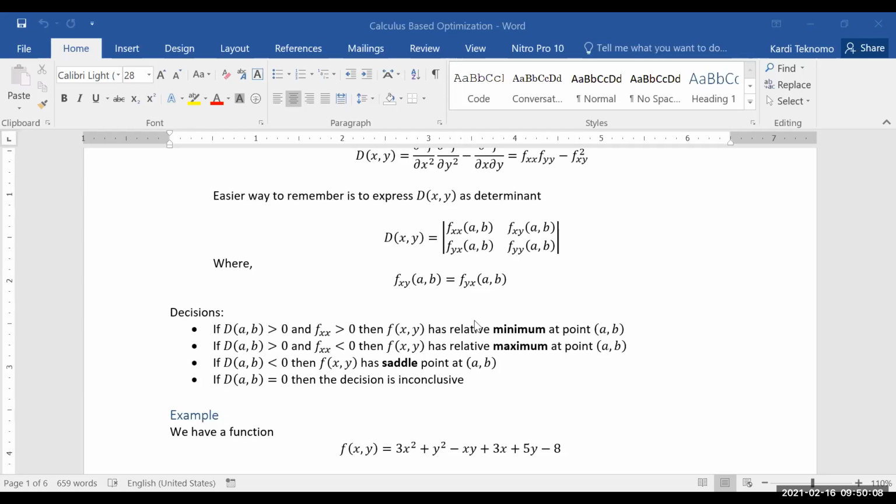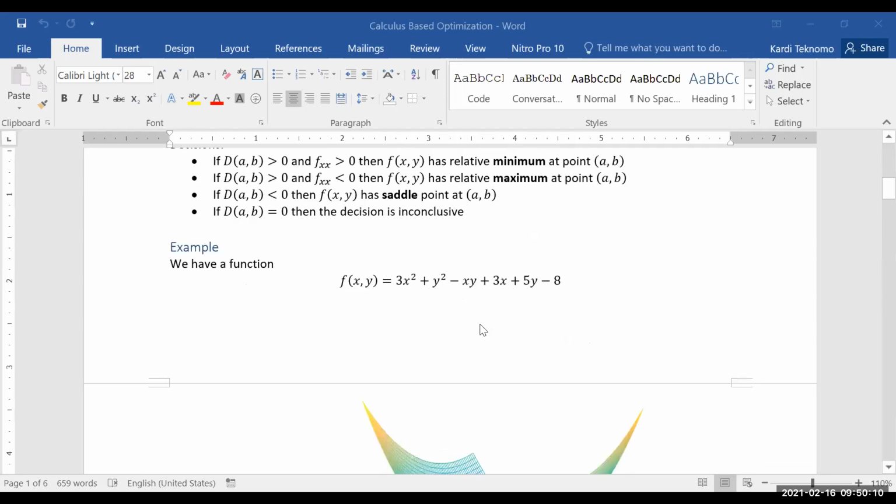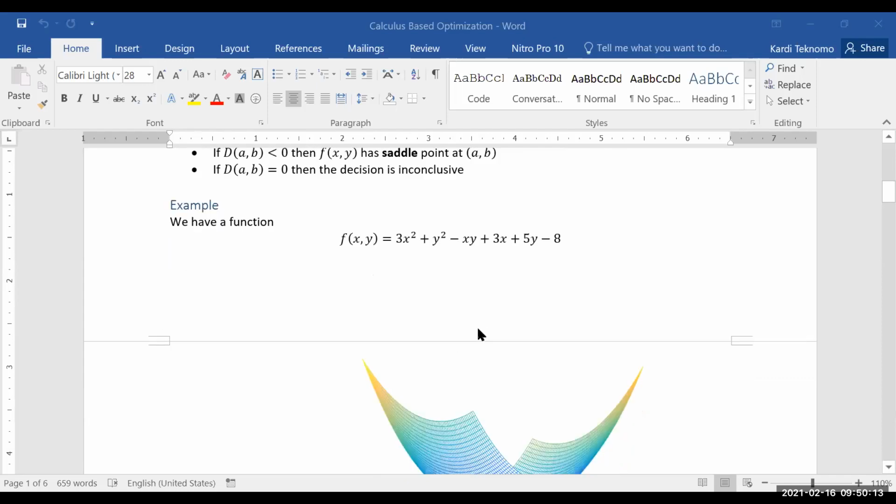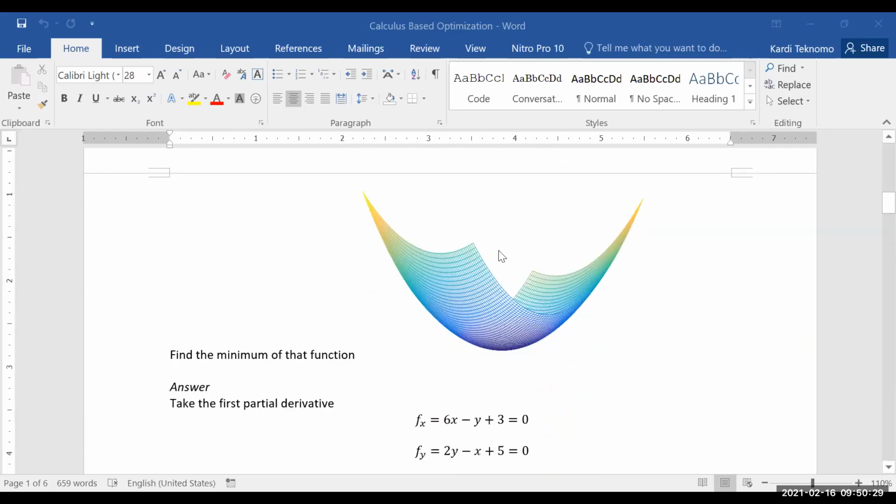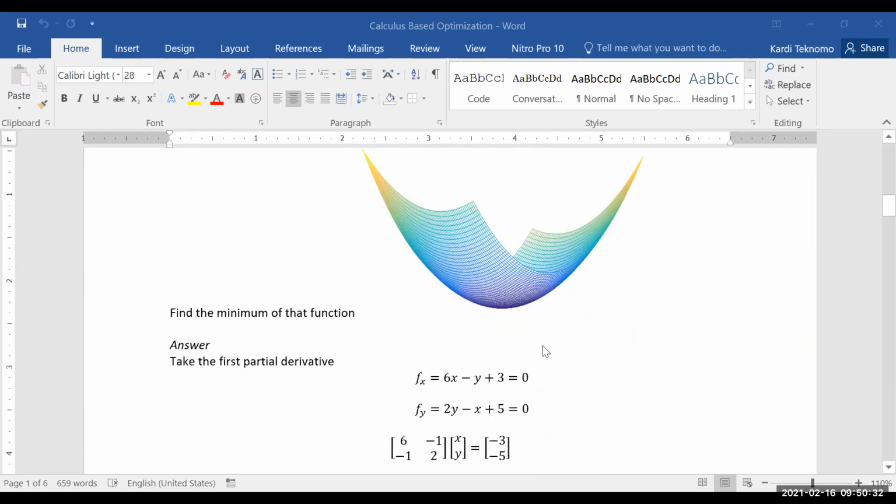So here, I give you a very simple example. Suppose we have a function of two variables, x and y: 3x squared plus y squared minus x times y plus 3x plus 5y minus 8. If we plot it, you will have something like this. Of course, you see this is a single mode with only one minimum. So we would like to find the minimum, right?